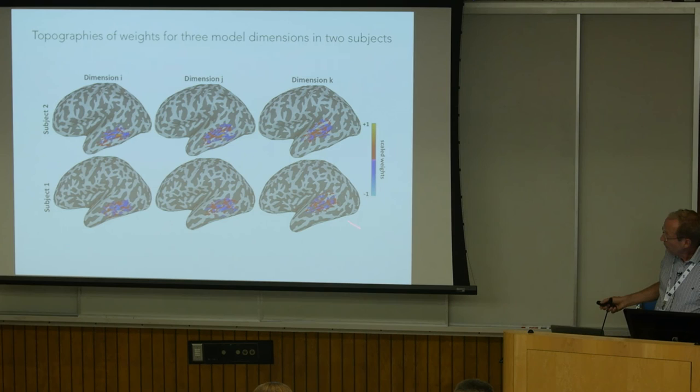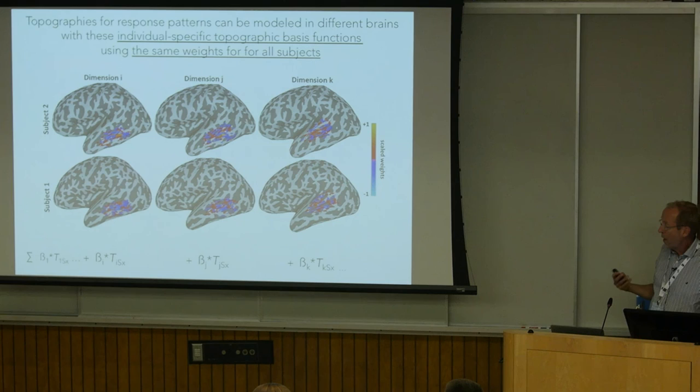Now, the way this works is that a pattern of activity is a weighted sum of these weights for each dimension, okay? So for any pattern of response, it's based on a set of weights, beta 1, beta 2, beta 3, or beta I, J, K. But now, in the common model space, these weights are the same.